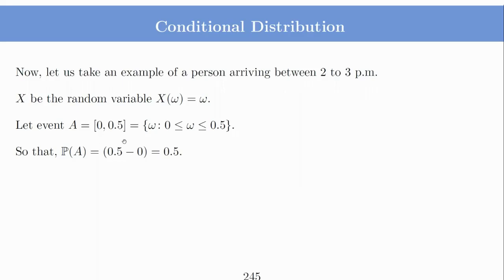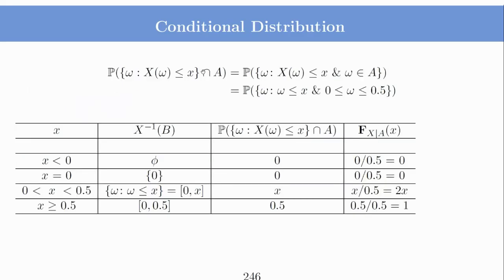Now condition on this event. This event occurs when the person arrives in the first half hour. So condition that the first person arrives in 1 hour, what is the distribution of X? For that, for this CDF, we would require the joint probability of the intersection and the probability of A. Probability of A, we already know, which is half. So let's compute this intersection.